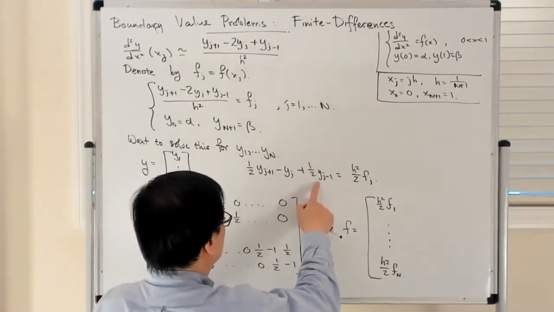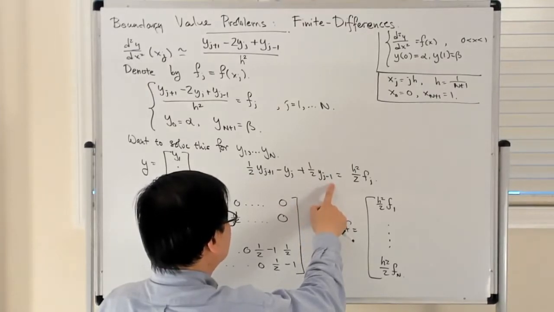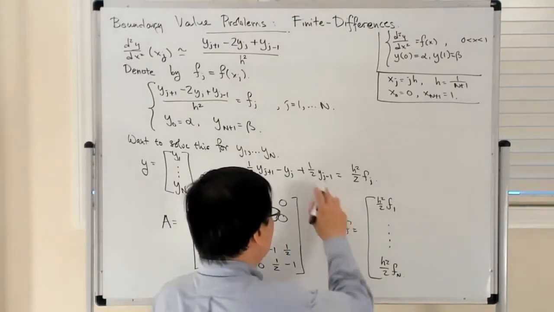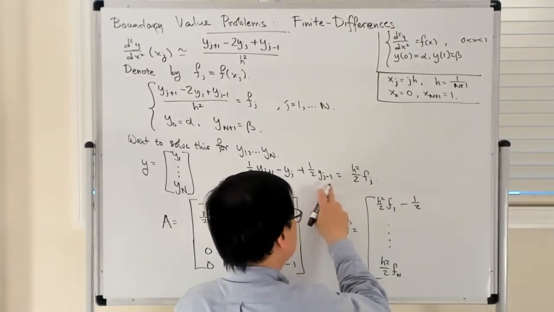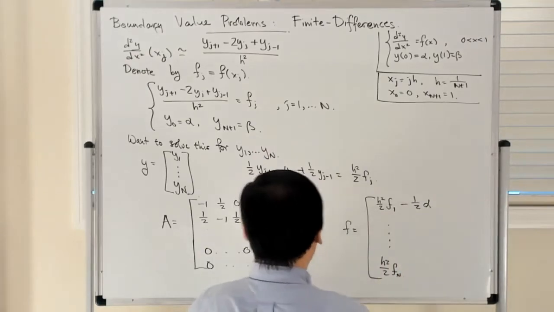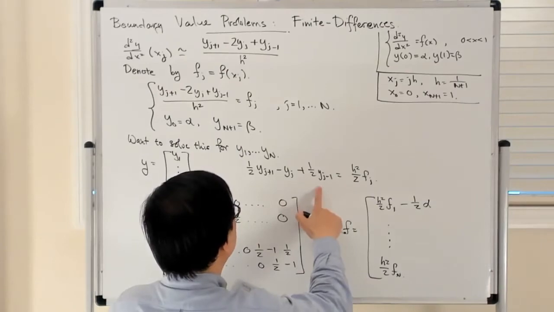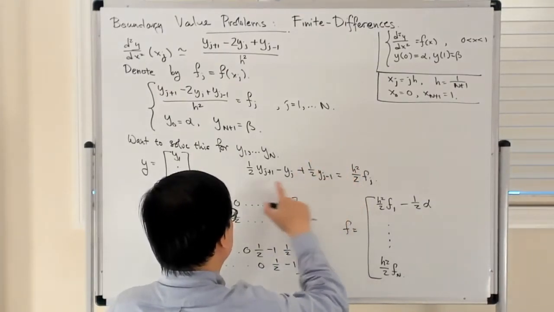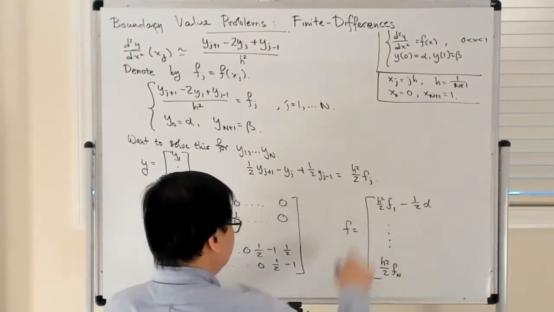In particular, when j is equal to 1, this is the 1/2 y0 term. I'm going to move that to the right-hand side. So there's a -1/2 y0 term for the very first equation. So this is -1/2 alpha. And similarly, for the line corresponding to j equal to n, there is going to be a 1/2 yn plus 1 term, which again I'm going to move to the right-hand side.